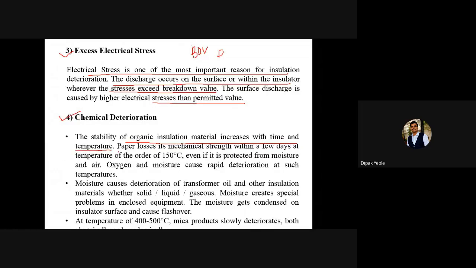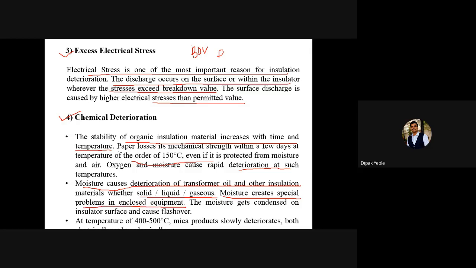So the paper loses its mechanical strength within a few days at temperature of the order of 150 degrees Celsius, even if it is protected from moisture and air. Oxygen and moisture cause a rapid deterioration at such temperatures. The moisture causes the deterioration of transformer oil and other insulation material, whether solid, liquid, gaseous. The moisture creates a special problem in enclosed equipment.